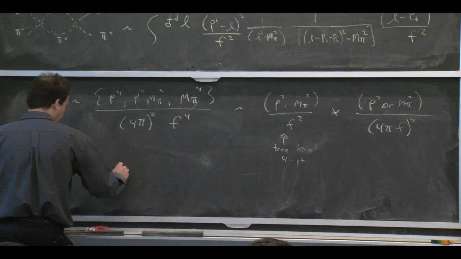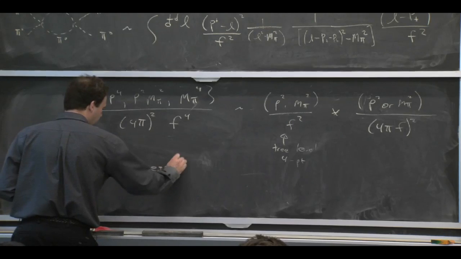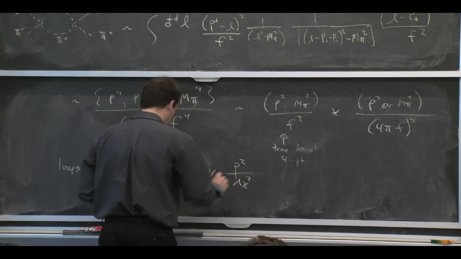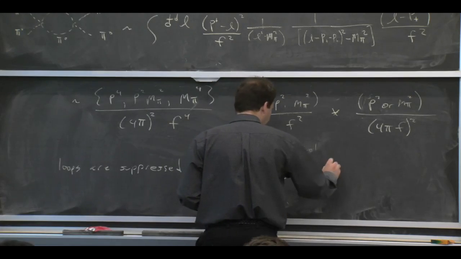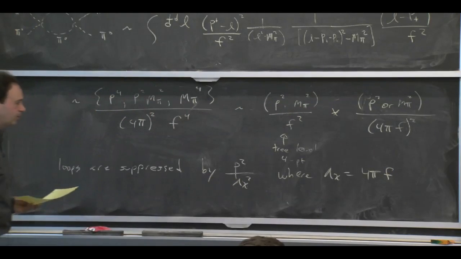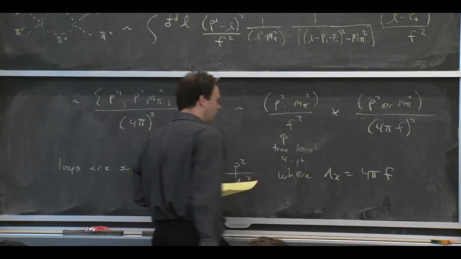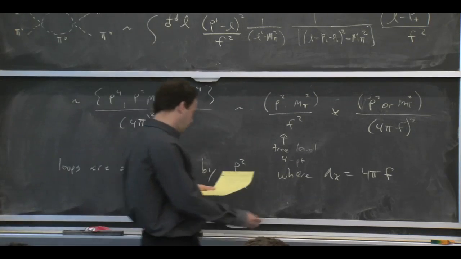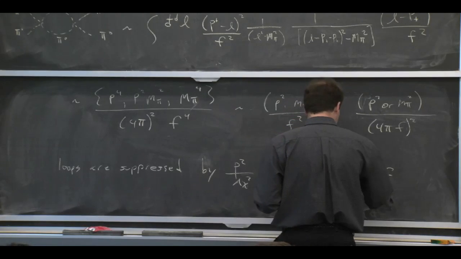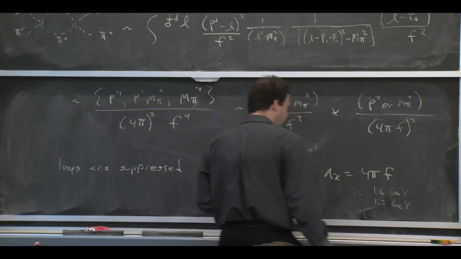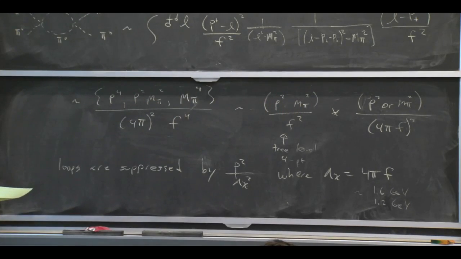So just by explicit calculation and not breaking the symmetry, we see that loops are suppressed by p squared over lambda chi squared, where lambda chi here is defined to be 4 pi f. So the 4 pi is important because f is like 130 MeV, and you need this 4 pi in order to have some range for your chiral expansion. So if you plug in numbers, depending on your conventions for f, and there's a couple of common conventions, you can get numbers that are like 1.6 or 1.2 GeV, so some scale of order GeV.